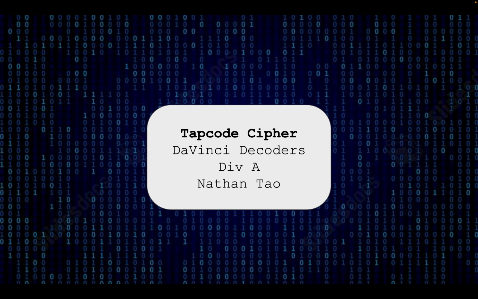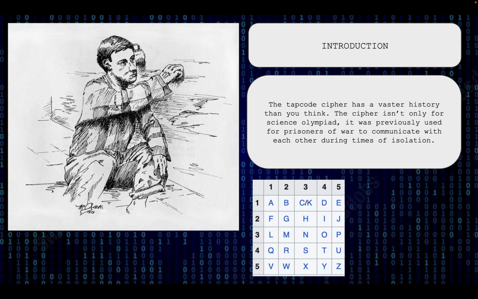Have you ever wondered what prisoners use to communicate with others without getting caught? Well, this leads you to the cipher known as Tapcode. The Tapcode cipher was introduced in 1965 by 4 prisoners of war held in Vietnam. This brings us to the Science Olympiad Division A program, where we use ciphers to decode written messages and find the secret phrase hidden within plain sight.